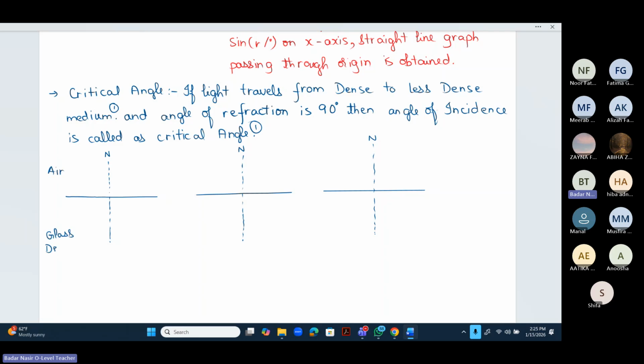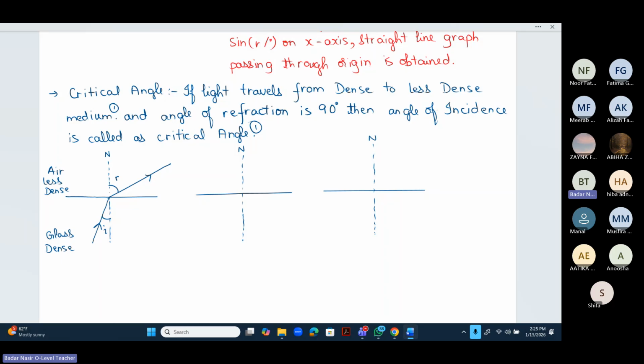Glass is a dense medium, air is a less dense medium. Now let's say beta, if a light travels from dense to less dense medium, it bends away from the normal, ऐसे, राइट? तो ये इसका इंसिडेंट एंगल होता है और ये इसका रिफ्रैक्टेड एंगल है.